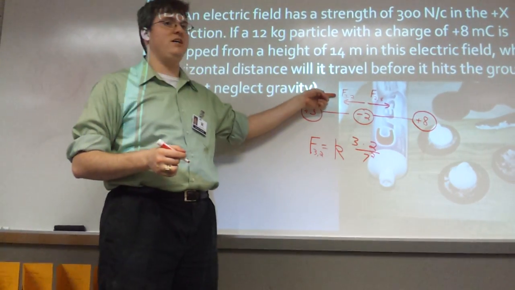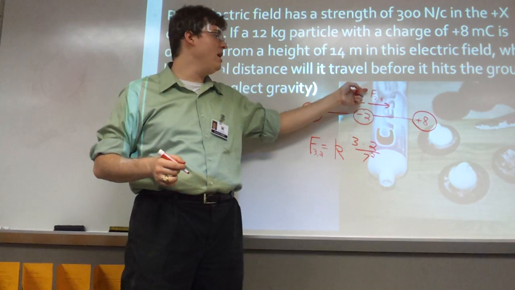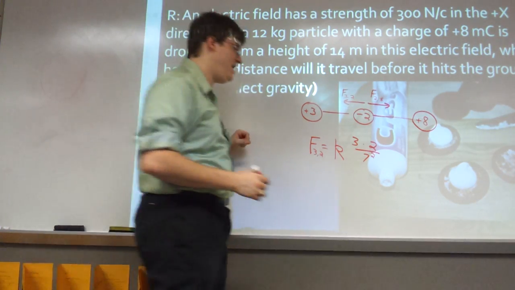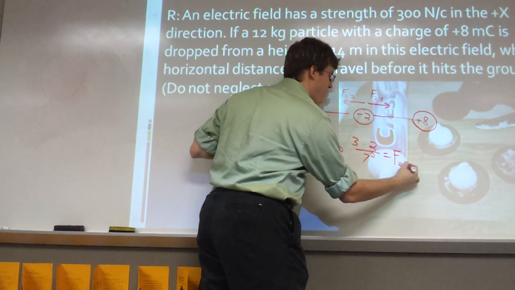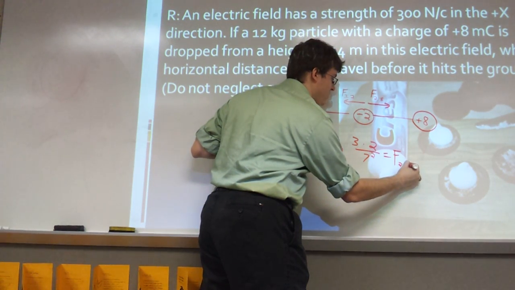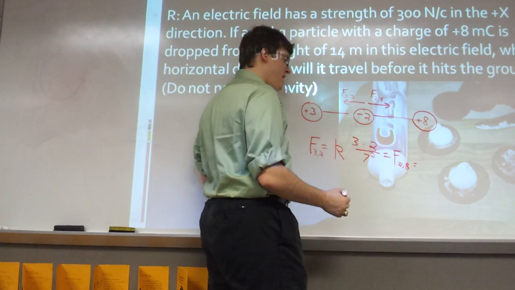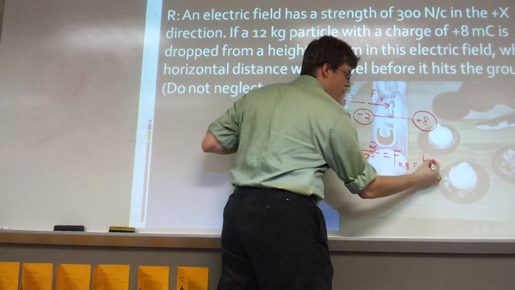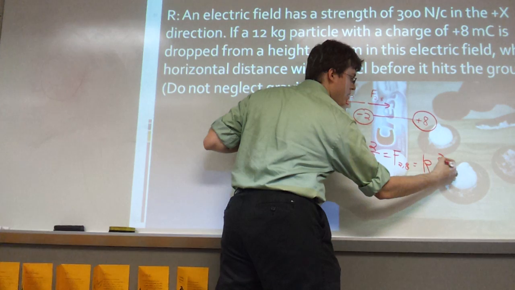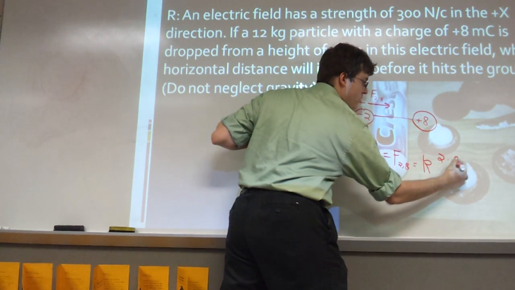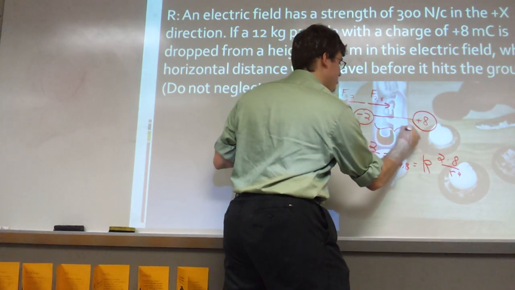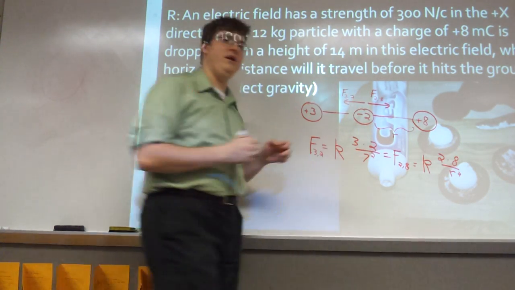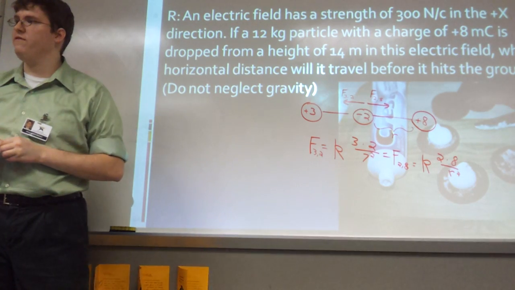Now this force has to be equal in magnitude to the other force in order for them to cancel. So that has to equal F2,8. Okay? Solving for this force, I get K Q1 Q2 over R squared. I don't know what R is. That's this distance right here. That's R. That's what I'm solving for.